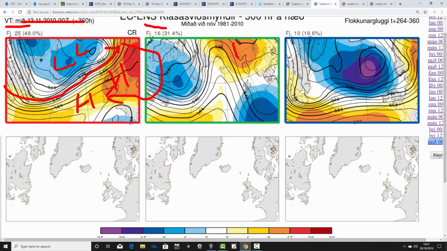16 with northern blocking between Greenland and Scandinavia, and low pressure over to the south of the country. They could be quite cold with winds in from the east and from the south anyway, potentially fairly wet. And then 10 looking quite flat.